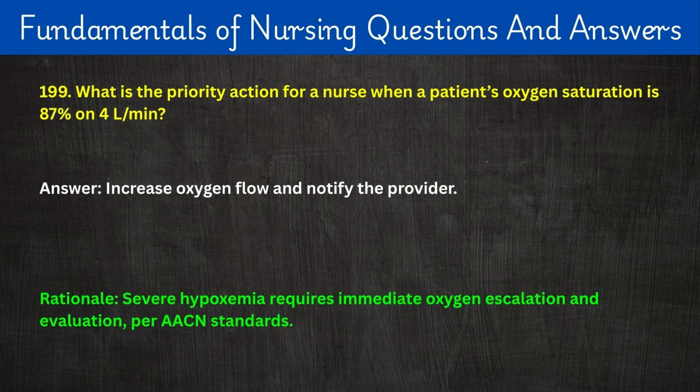199. What is the priority action for a nurse when a patient's oxygen saturation is 87% on 4 liters per minute? Answer: increase oxygen flow and notify the provider. Rationale: severe hypoxemia requires immediate oxygen escalation and evaluation, per AACN standards.